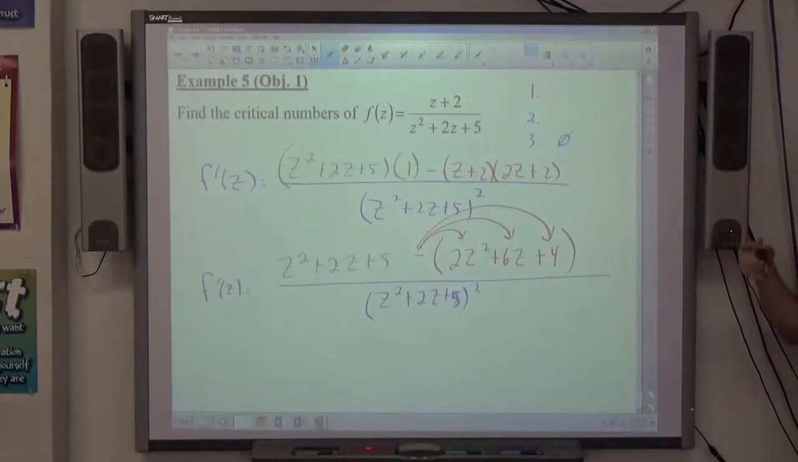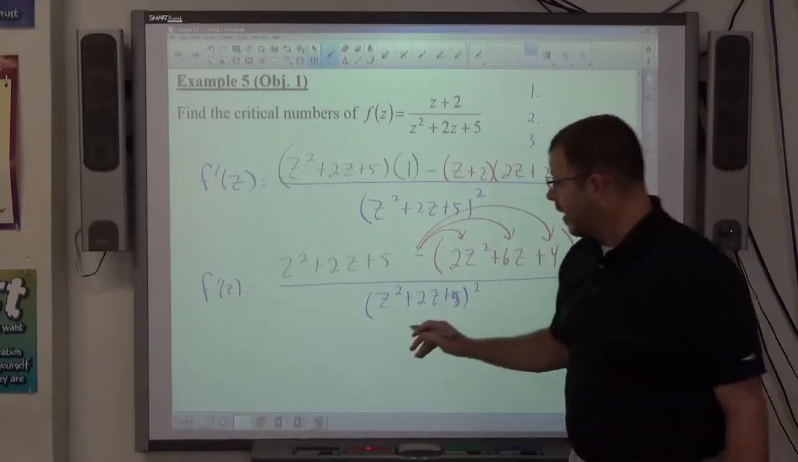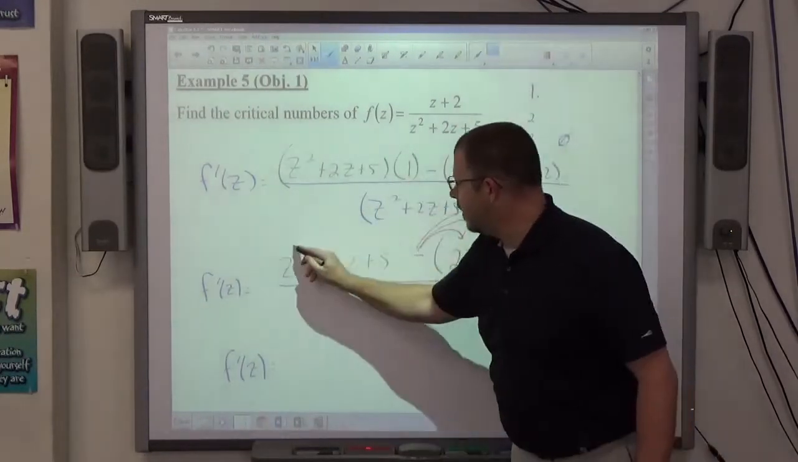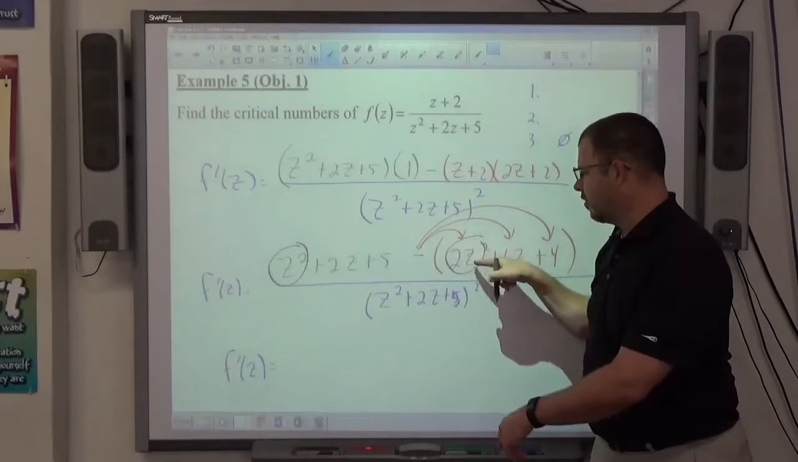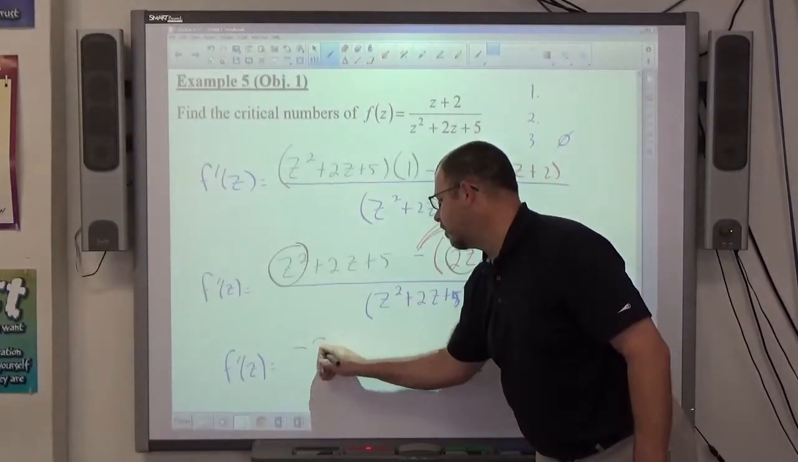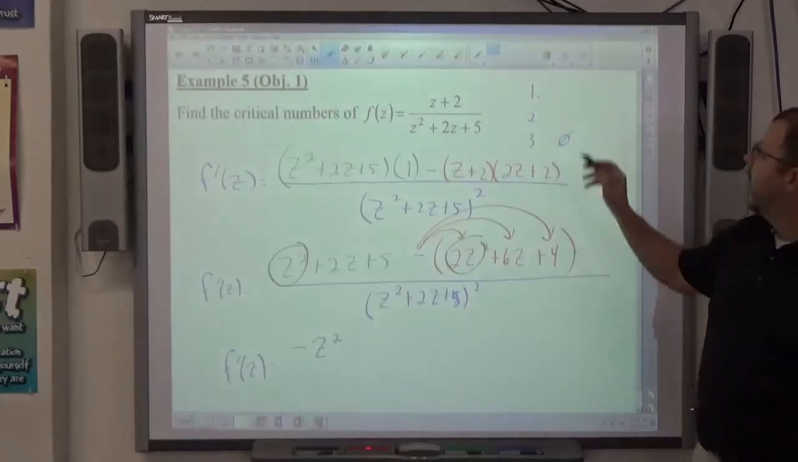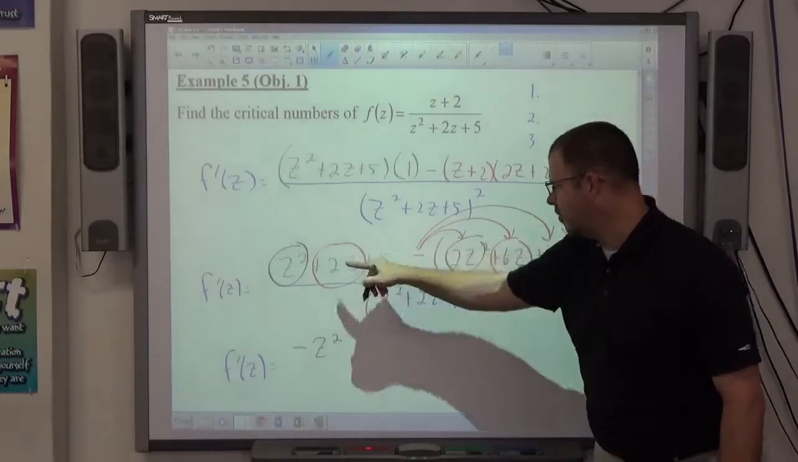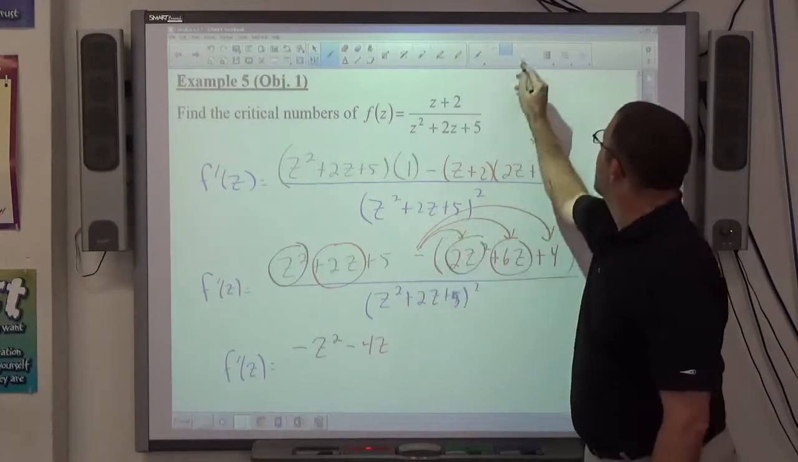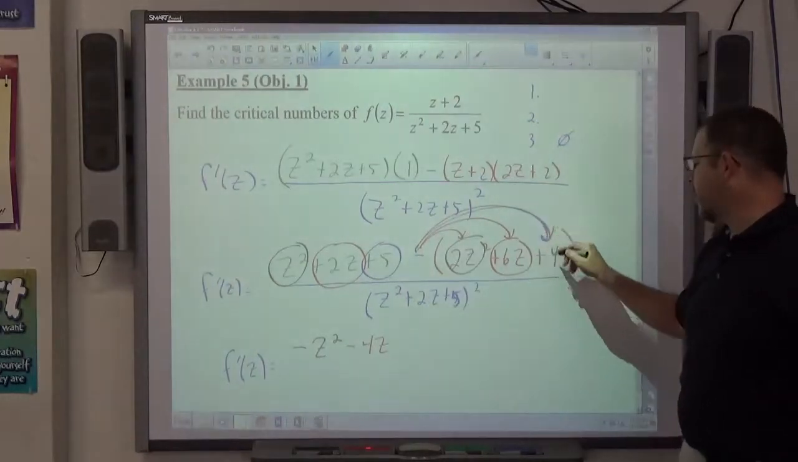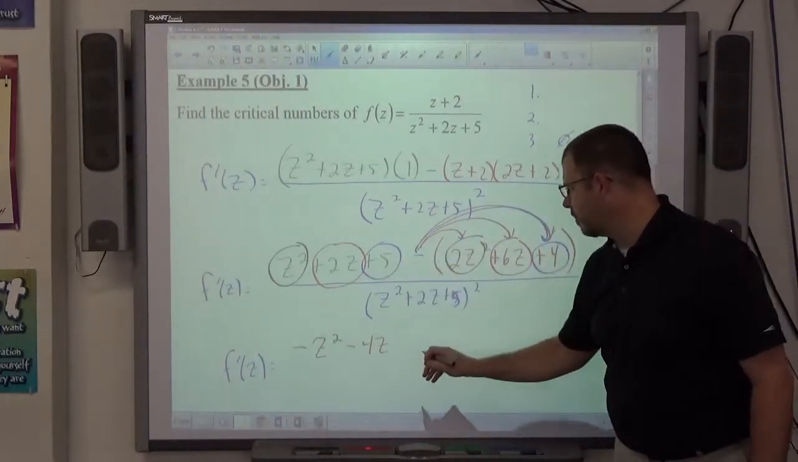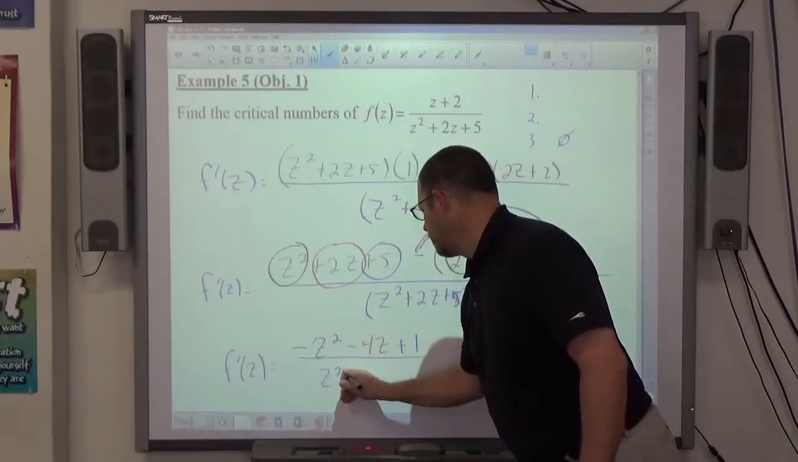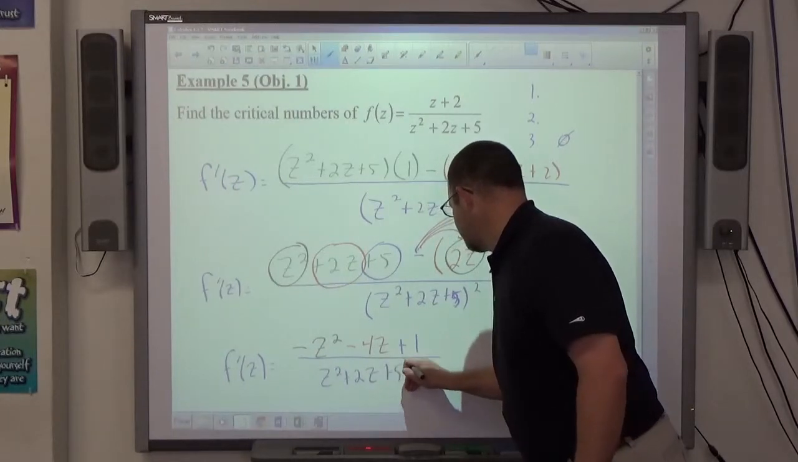Final step of this, if I distribute that through and combine like terms, if I can do that all in one step here, I think we can handle that. I've got a z squared minus a 2z squared, minus that, right? So it's going to be negative z squared. And then I've got a plus 2z being subtracted by a 6z, right? Minus 6z plus 2z is going to be minus 4z. And I have a plus 5 being subtracted by plus 4, so 5 minus 4 is going to be plus 1. All over z squared plus 2z plus 5, the quantity squared.